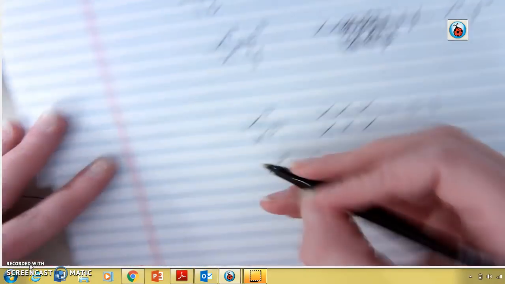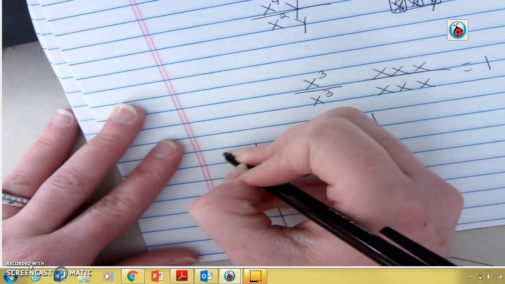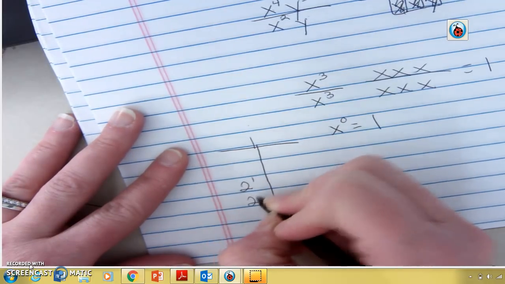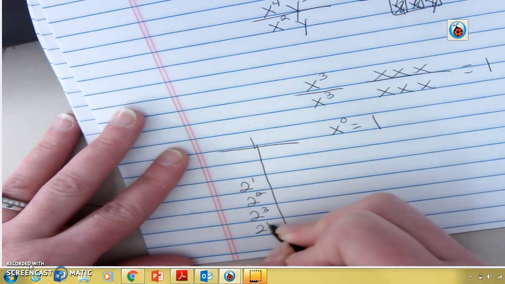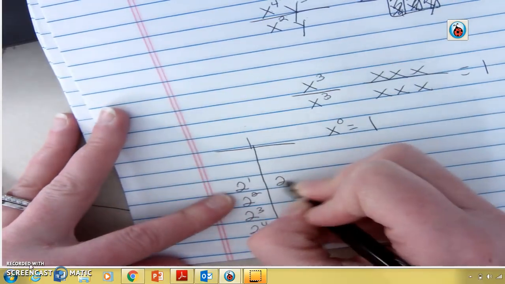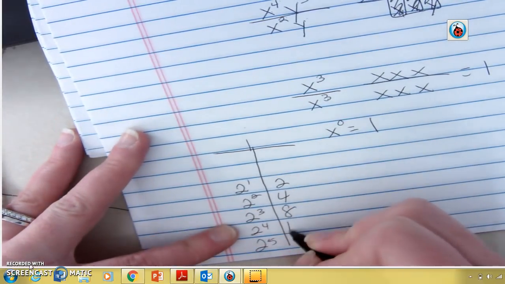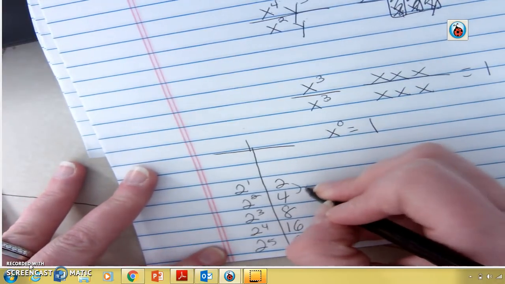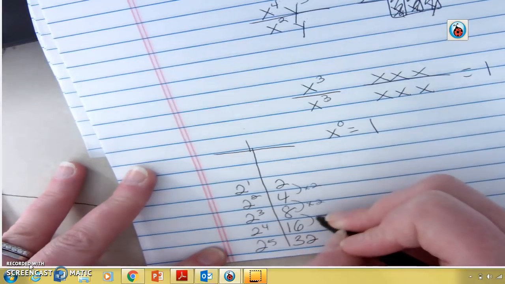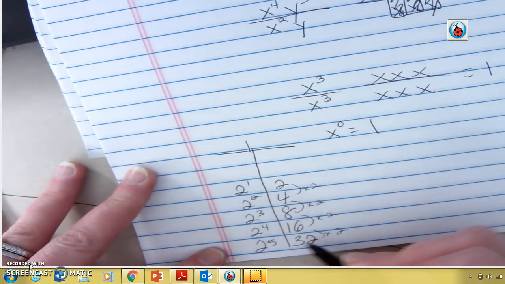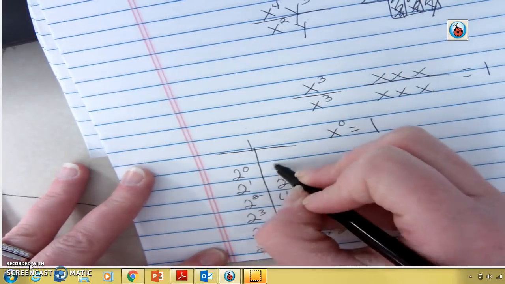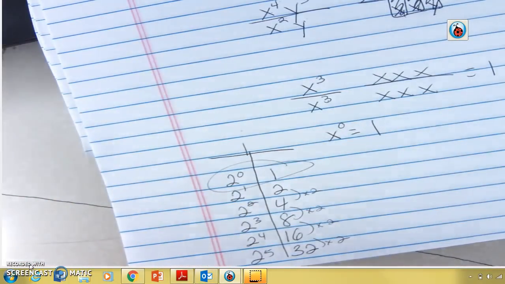A different way to show why that works is if I were to make a table here, and here I would have 2 to the 1st, 2 to the 2nd, 2 to the 3rd, 2 to the 4th, 2 to the 5th. 2 to the 1st is 2, 4, 8, 16, 32. Now I don't memorize these, I just know it's always the previous one times 2. So if I want to go backwards, I'm dividing by 2. So if I have to go 2 to the 0, 2 divided by 2 is 1. So really anything, again, to the 0 power always is 1.